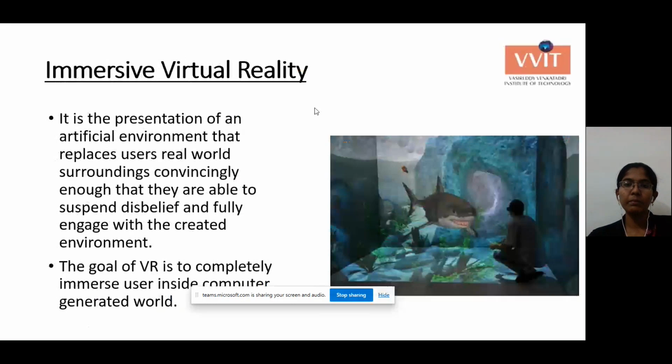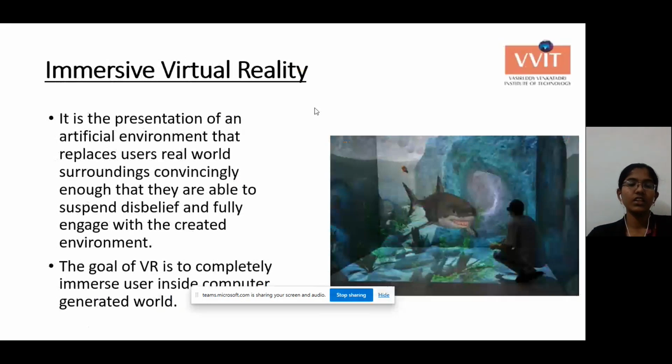Now, many people think that virtual reality is only useful for gaming. But virtual reality is used for many applications. Some of them are education, business, military, healthcare, etc. Let us see the applications of virtual reality.